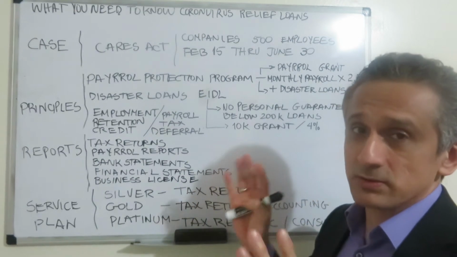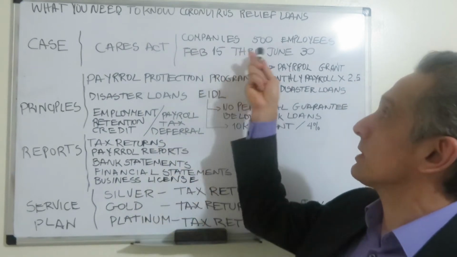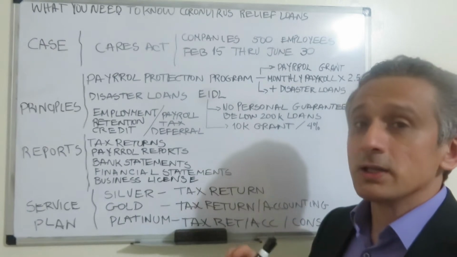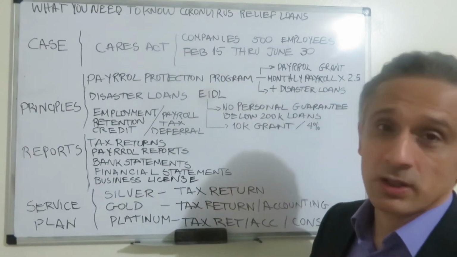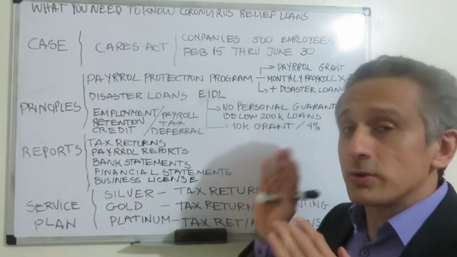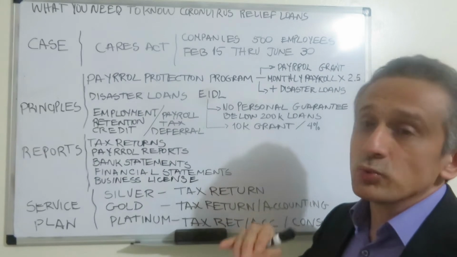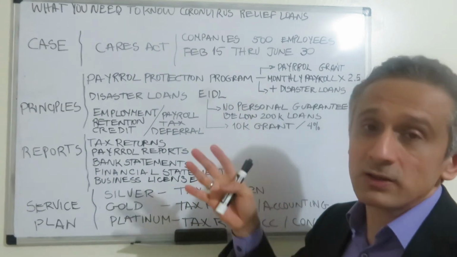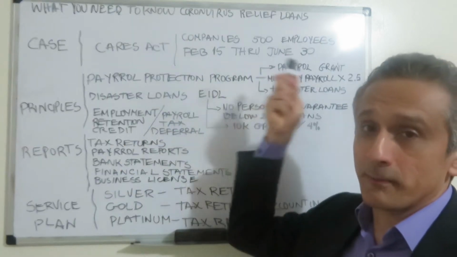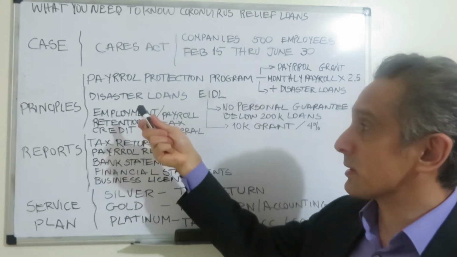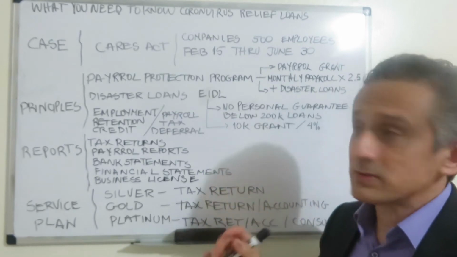The key of this provision of the law is the giving of loans to companies with 500 or fewer employees, and for those who pay payroll in the period of February 15 through June 30. Now, this specific act created three types of credits. Within the act, there is one specific loan program with a grant, there is a disaster loan that is provided for small businesses, and there are some credits.